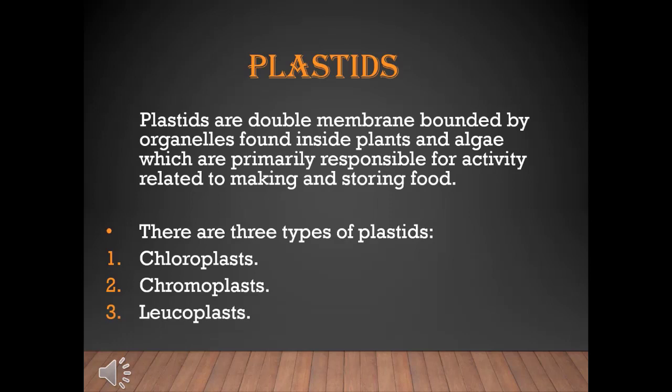Plastids. Plastids are double membrane bounded organelles found inside plants and algae, which are primarily responsible for activities related to making and storing food. There are three types of plastids: chloroplasts, chromoplasts, and leucoplasts.